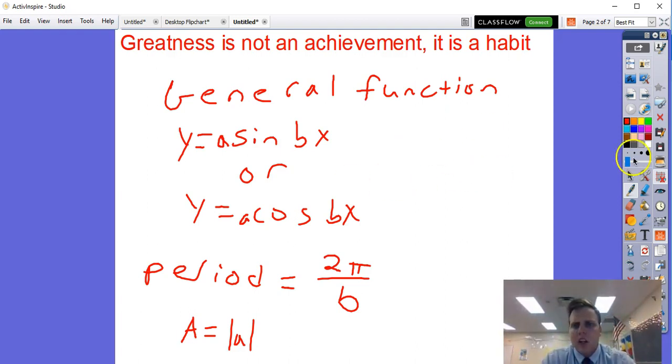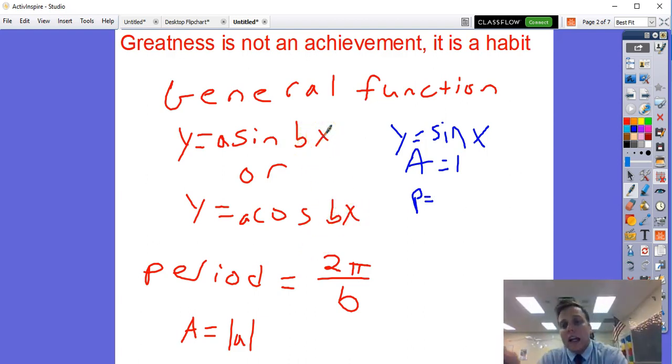Okay? So let's say we're looking at something very, very simple. Y equals sine x. Well, what's the amplitude on y equals sine x? Well, what is the number I'm multiplying to sine? Well, it's understood there's a 1 right here, right? So I could say that the amplitude would just be equal to 1. And the period, well, that's just 2 pi over b. b is the number multiplying to x, not to the function, but to x. Okay? So that would be 2 pi over, well, in this case, what is the number multiplying to x? Well, there isn't one, so I can assume it's a 1. So the period would just be 2 pi.